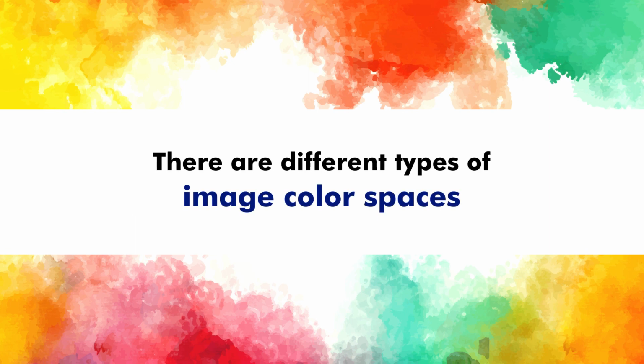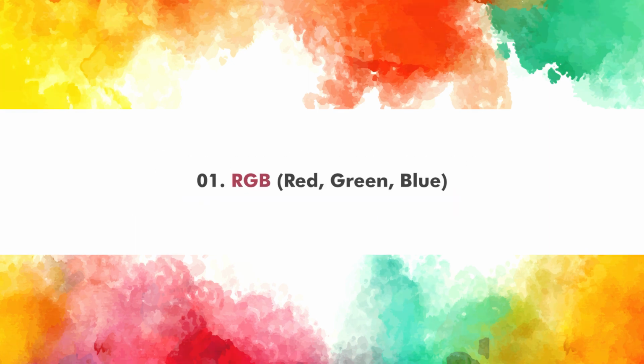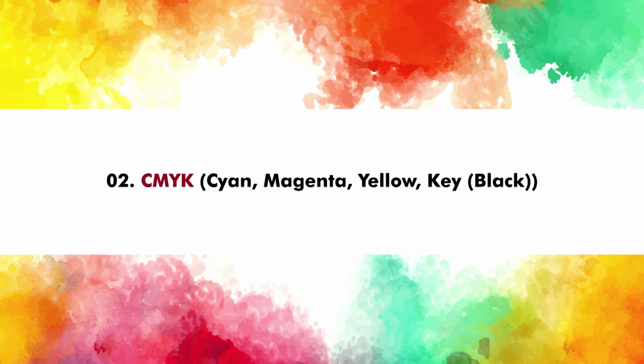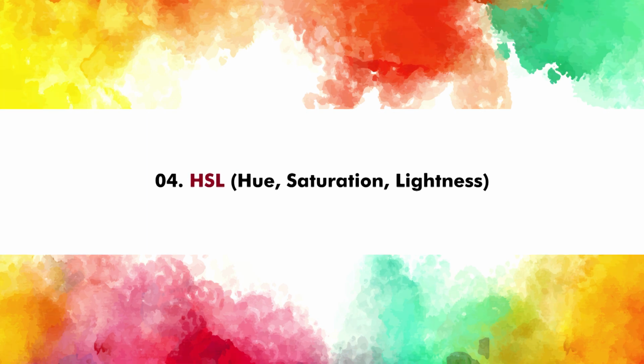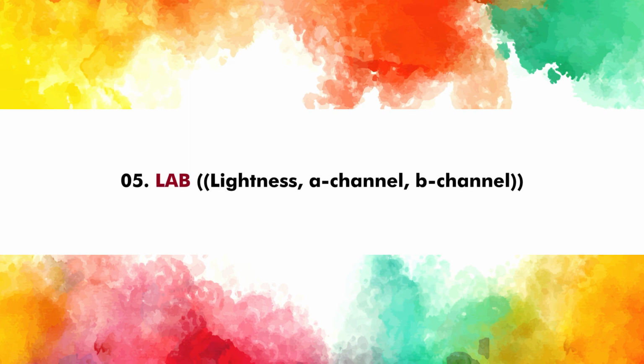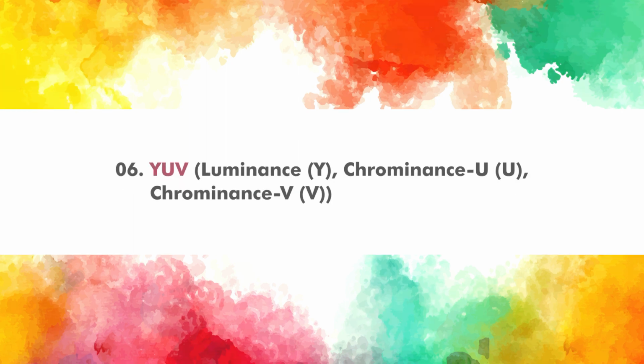There are different types of image color spaces. First, RGB, that is red, green and blue. Second, CMYK, that is cyan, magenta, yellow and key, or we can say black. Third is HSV, that is hue, saturation and value. Fourth one is HSL, that is hue, saturation and lightness. Fifth one is LAB, that is lightness, A channel, B channel, and the last one is YUV, that is luminance, chrominance U and chrominance V.